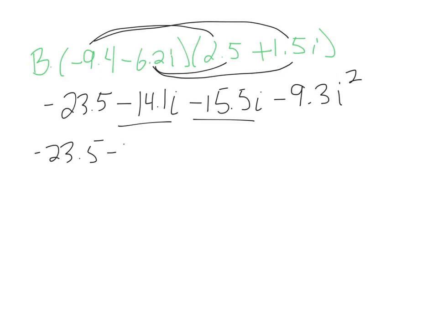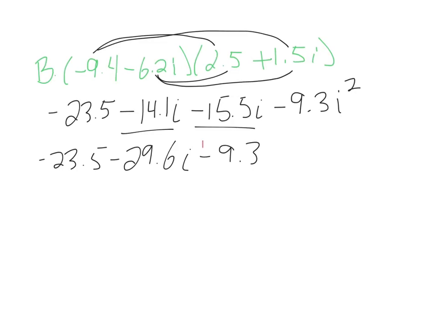It gives us negative 29.6i. Now, the negative 9.3i squared is pretty cool. i squared, we know, is negative 1. So that negative 9.3i squared, really, that's gone. The i squared is gone. And this becomes a plus sign. So now let's combine these last little two i-like terms.